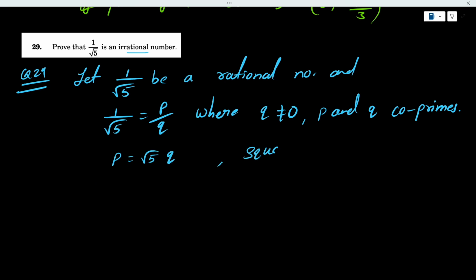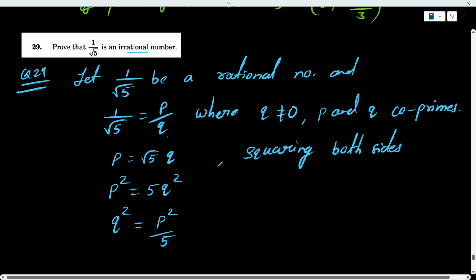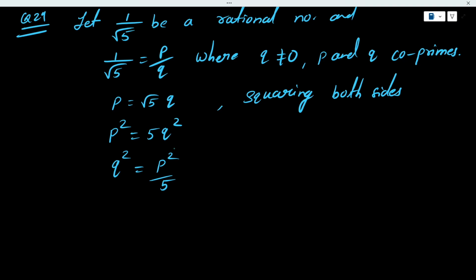Squaring both sides. What will happen then? It will become p square equals 5 q square. That means then you do q square equals. So what are we going to do here? We'll try to find one common factor other than 1. If we can prove that, then we know that p and q can't be co-prime and it will contradict our assumption. Now you have learned the theorem here.